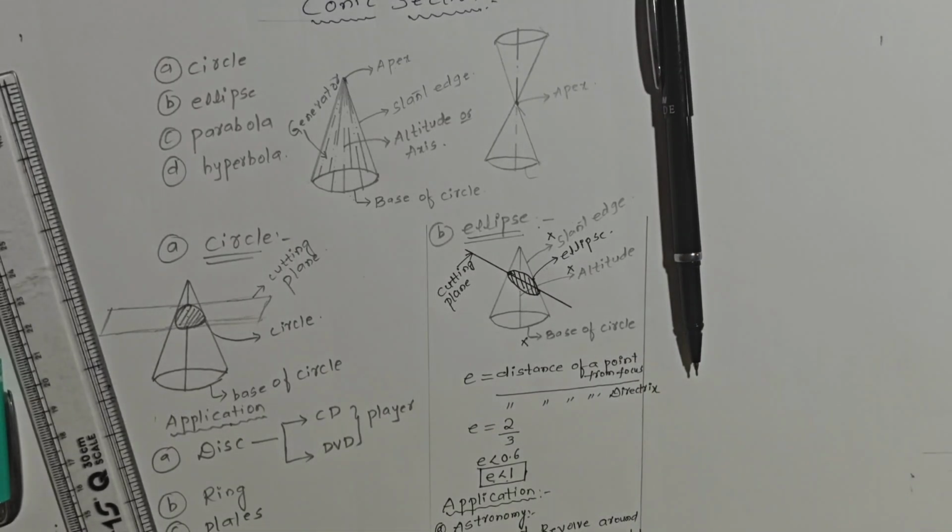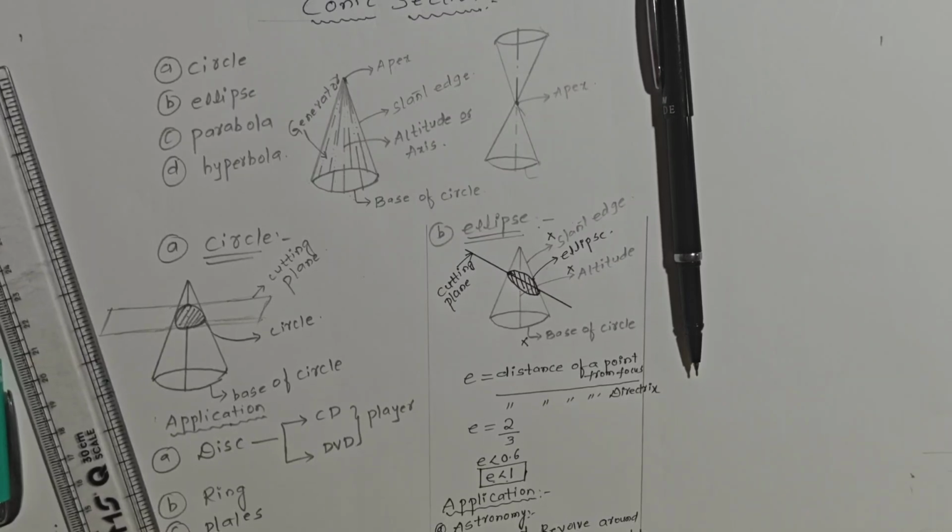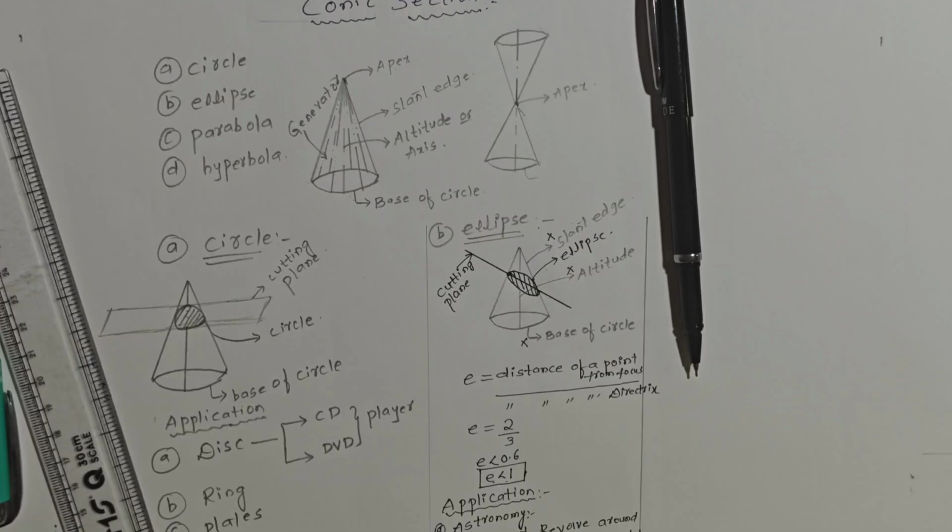Let us see. This is the sun. Around it, who is revolving here? All the planets are revolving. The shape, how is it there? The shape is elliptical. Is it right? Done. Second one.